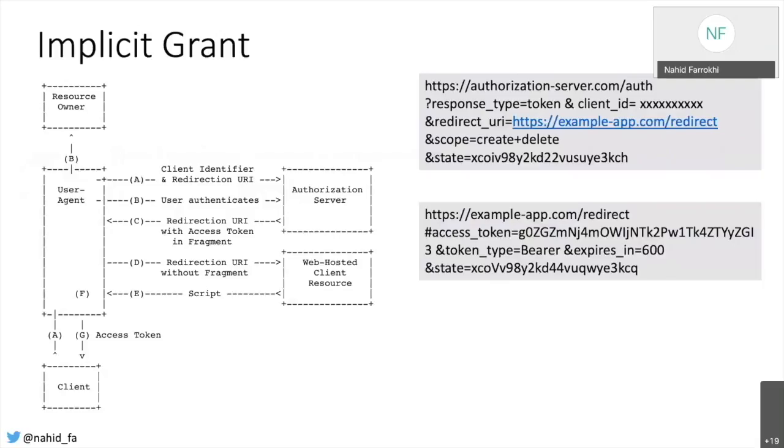This way, a couple of damages may happen. First of all, the token can leak because the token is returned in the URL, right? It can leak in log files, browser history, referrer headers, and proxies, and whoever can access this URL, like any other JavaScript in the browser, can access this token, right?